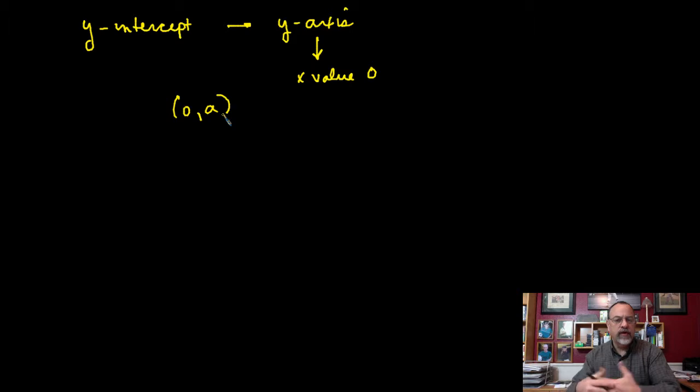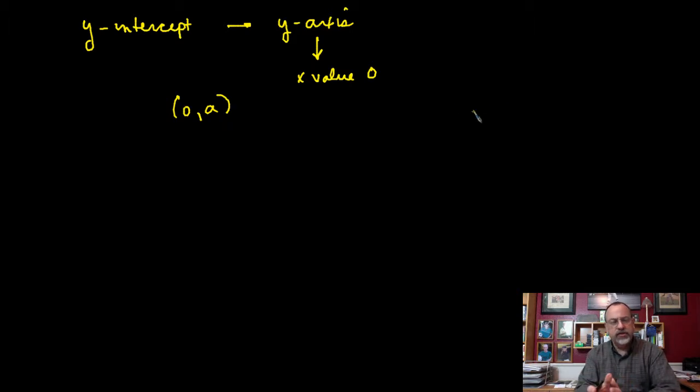Now, the y-intercept is where the graph will cross the y-axis, and the important thing to understand about this is where the x value is 0. So when we substitute 0 into the equation, the value that's produced is where that is going to cross the y-axis. Now, the point we already know, (0, a), is on the graph, so that actually is the y-intercept.